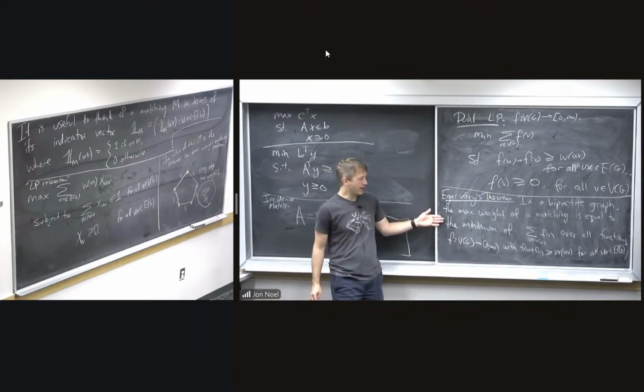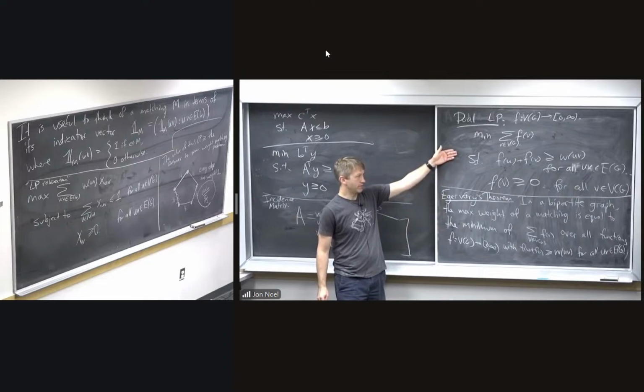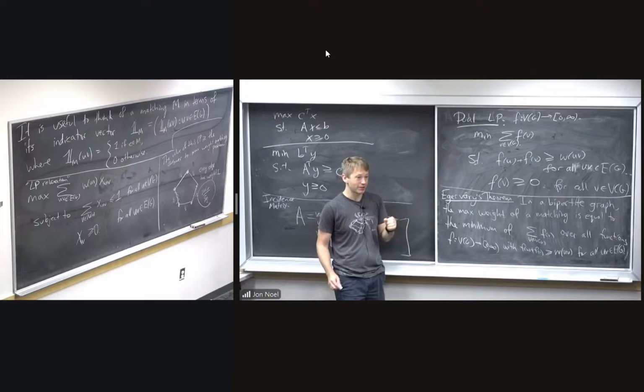All I'm writing here is that this dual linear program solves the same thing as the primal, and we know that the primal correctly solves the maximum weight matching problem in a bipartite graph only, right?